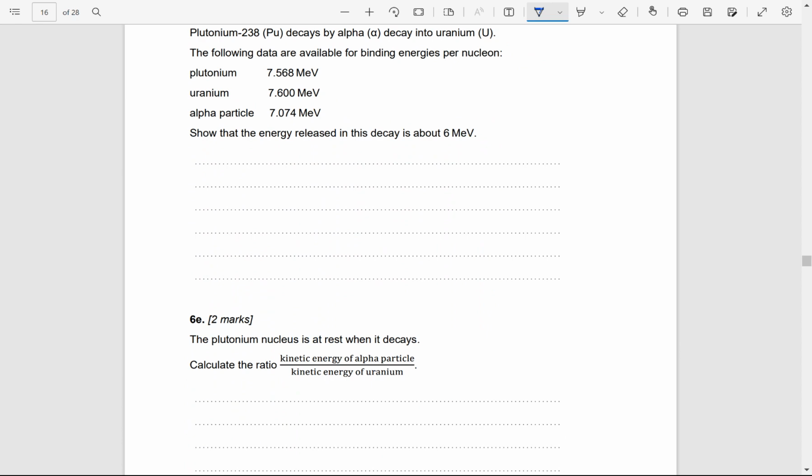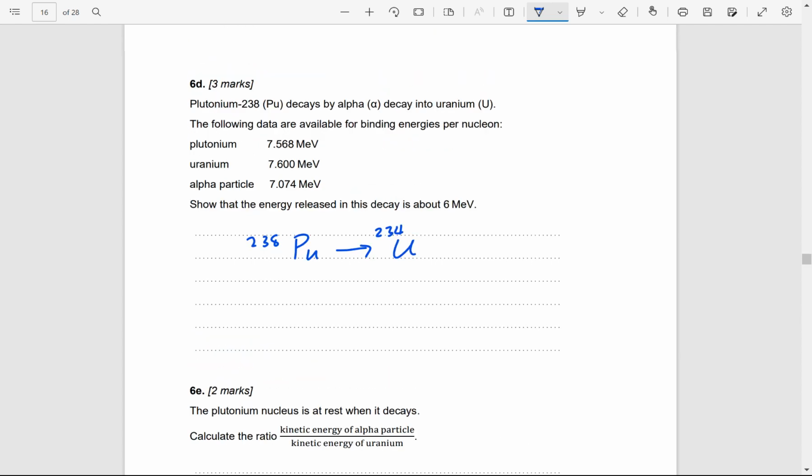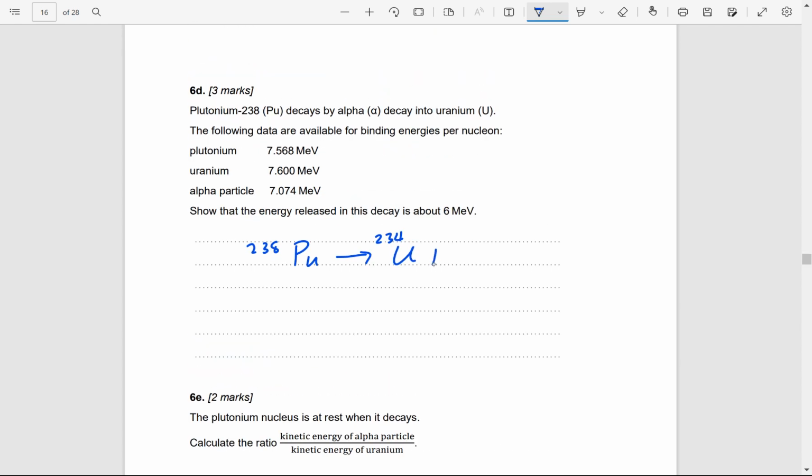We've now got an alpha decay, and we're looking for the energy released. So we've got plutonium-238, and that goes to uranium-234 plus a helium-4 alpha.